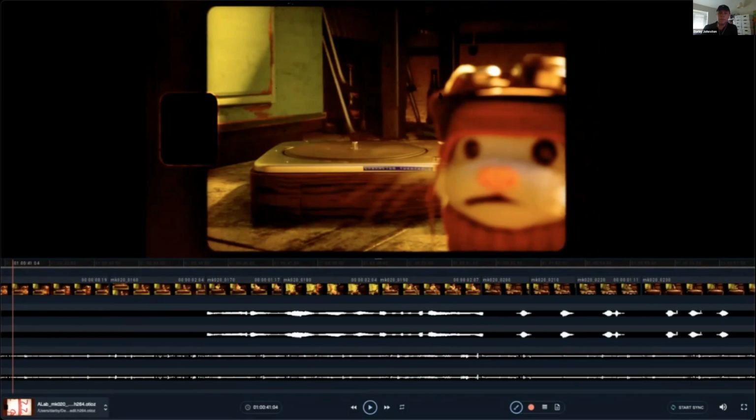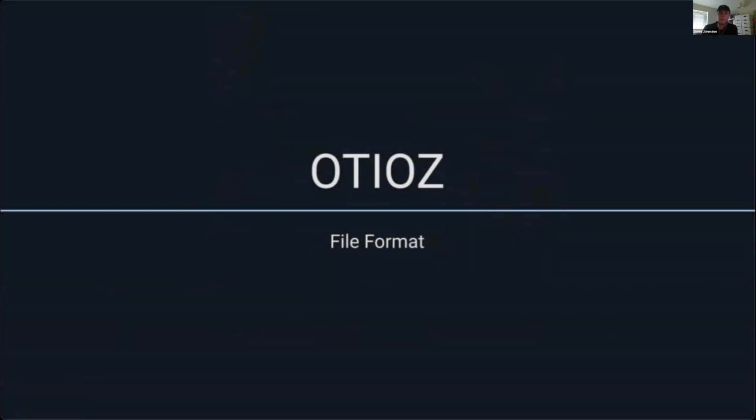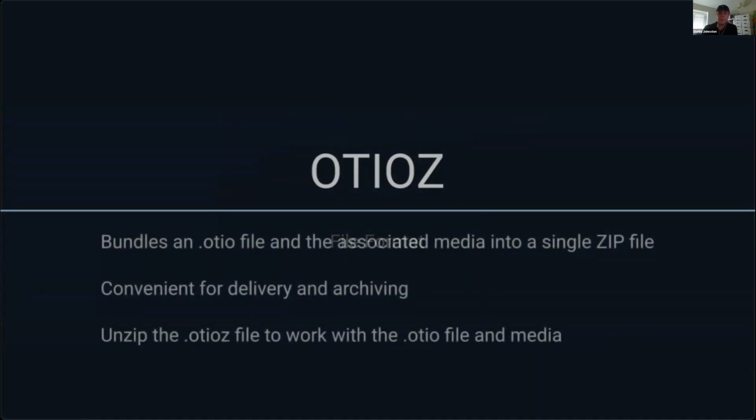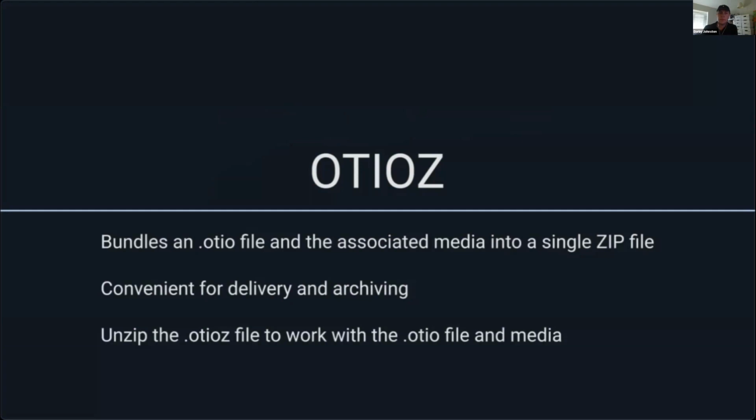The next feature is support for OTIO-Z. OTIO-Z files are a specialized form of OpenTimelineIO files that bundle the OTIO file and its associated media into a single zip file. This makes it convenient for both delivery and archiving. To work with OTIO-Z files, you can simply unzip them and then open the OTIO file.